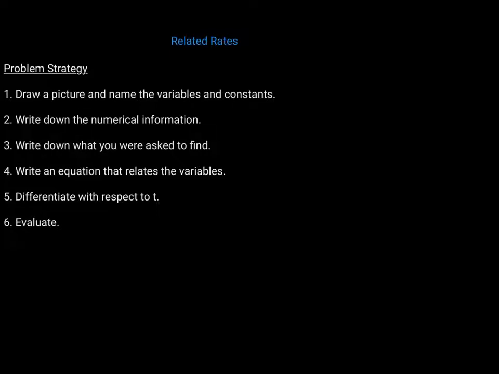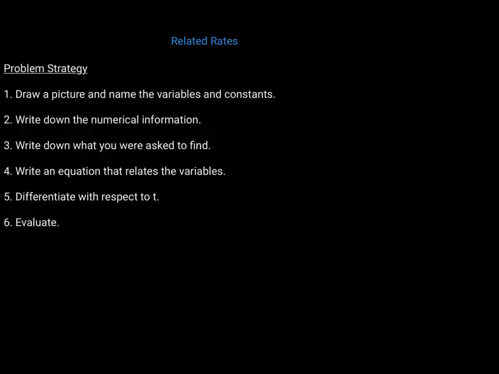Differentiate with respect to t. Once you do this, then you can express the rate you want in terms of the rates and variables whose values you are given. Finally, you can evaluate. Use known values to find the unknown rate, all right? So these are kind of like a skeleton, kind of like a map, if you will, on how we will approach our problems.